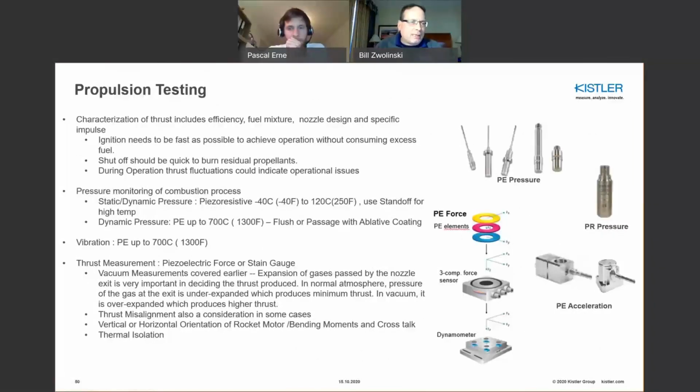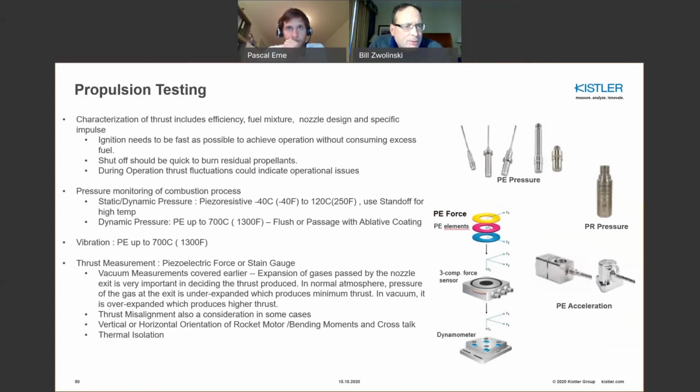For testing anyway, there's still quite a bit of testing being done with piezoelectric pressure sensors, piezoresistive pressure sensors, high temperature accelerometers, and a full spectrum of sensors and signal conditioning, depending on the test. It could be thermocouples, it could be strain gauge sensors, and so forth. So propulsion testing is still more complex than just a thrust measurement.